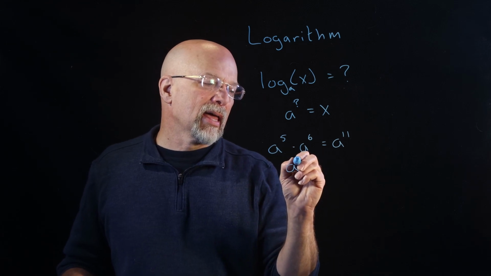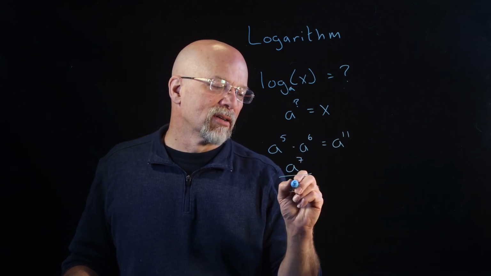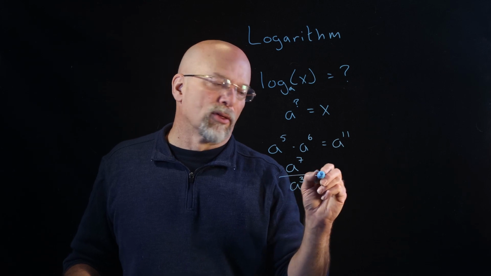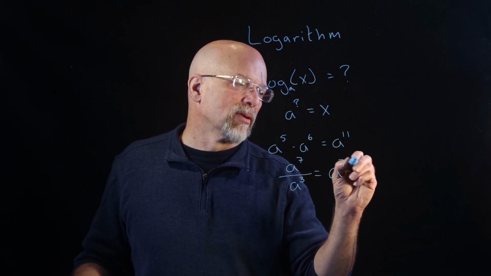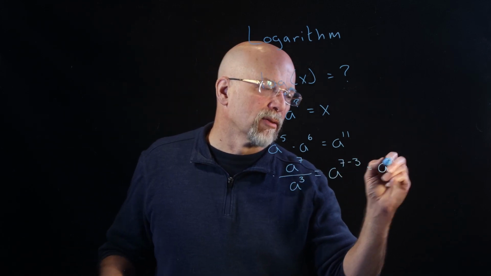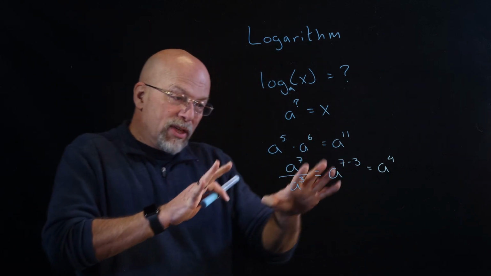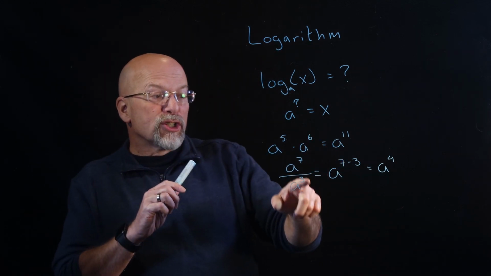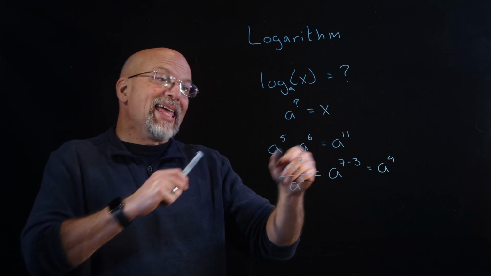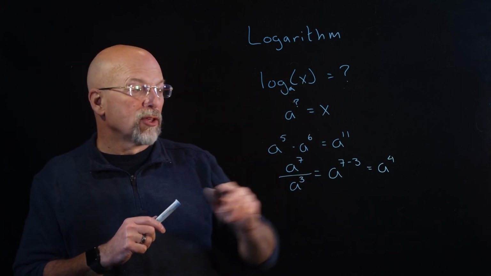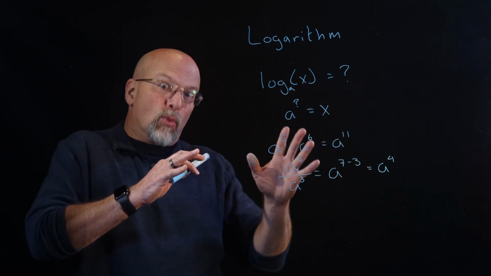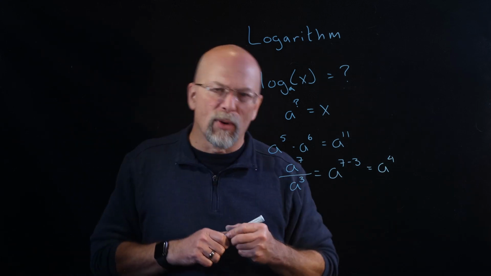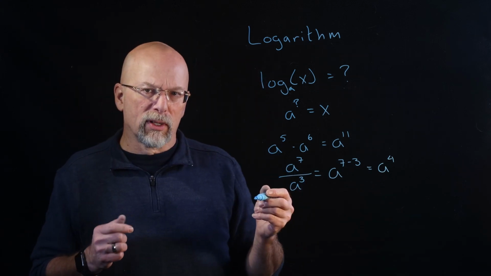And then a to the 7 divided by a to the 3rd is equal to a to the 7 minus 3, which is equal to a to the 4th. And so this idea of being able to understand what exponent to raise a to in order to get a particular value can actually be used really quickly to do operations with the logarithm.